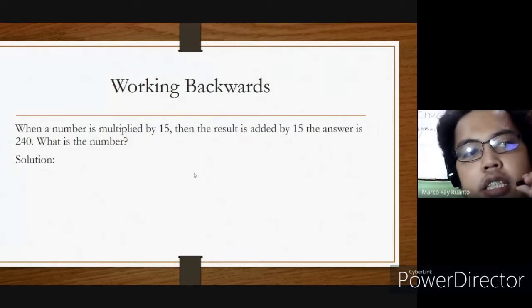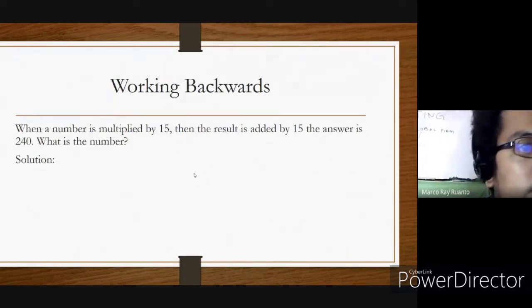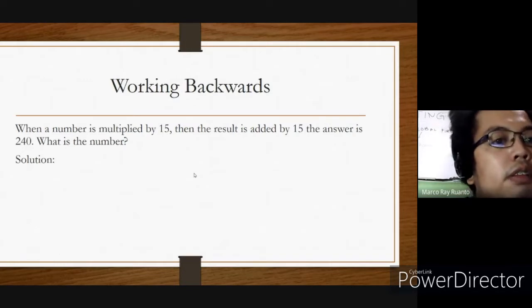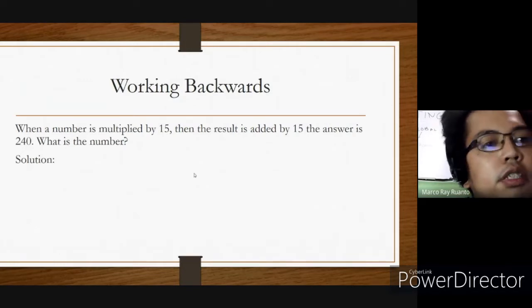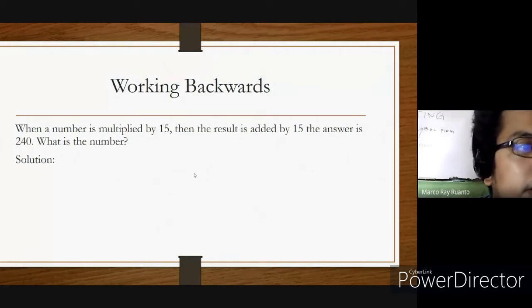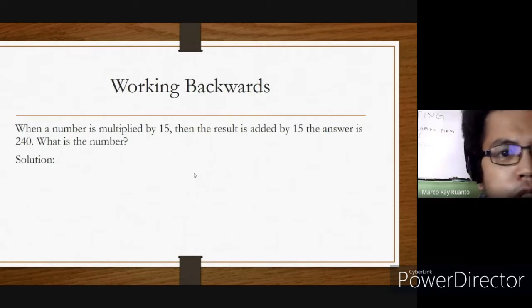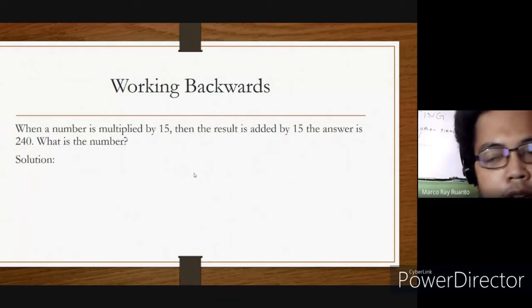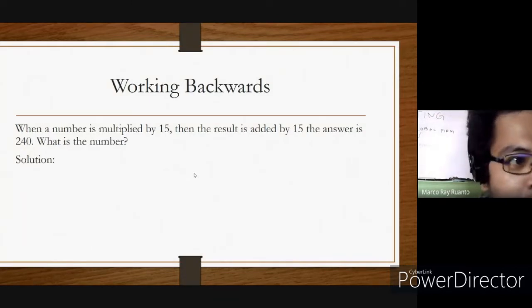Let us try to apply this strategy using this problem. When a number is multiplied by 15, the result is then added by 15 also. The answer is 240. What do you think is the number? What you usually do is you try to apply algebra, then from algebra you solve for the missing number, or you look for n or x.